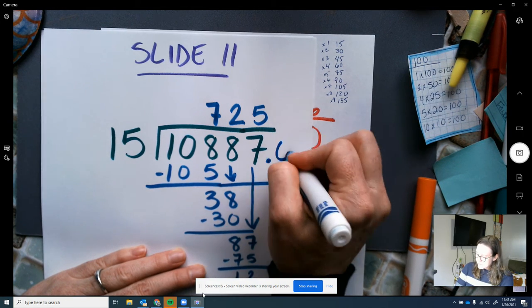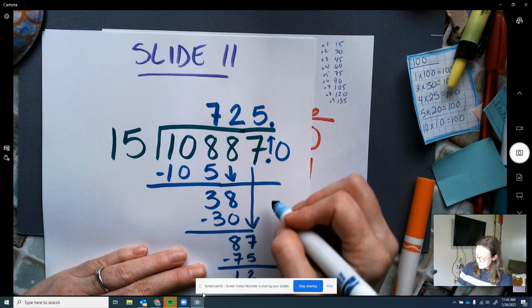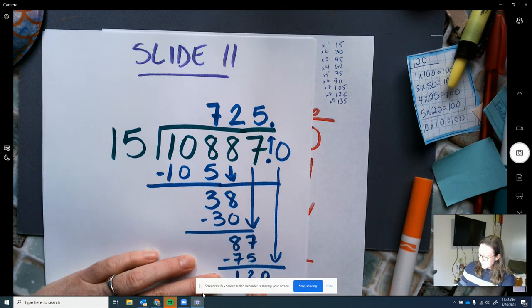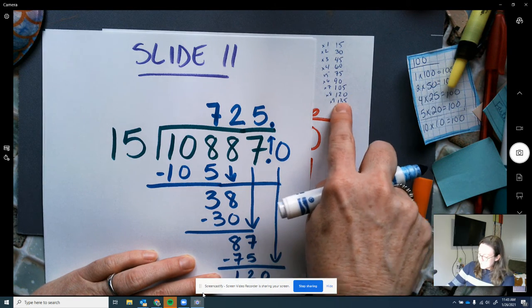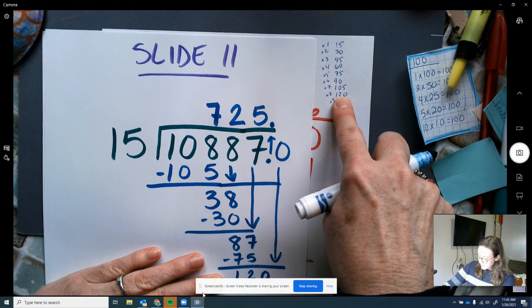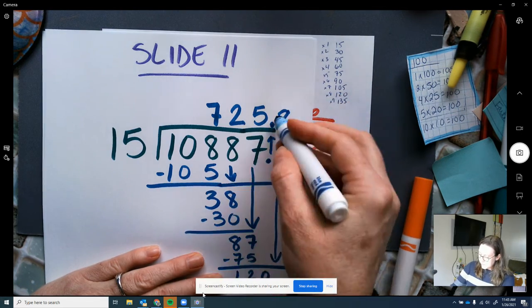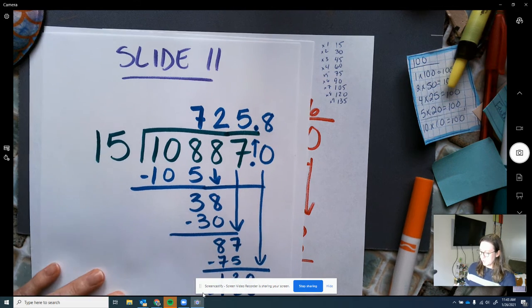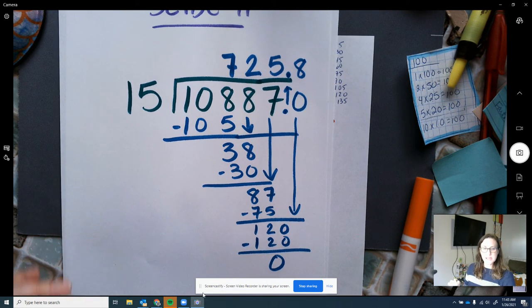Now I put my decimal in and I bring my decimal straight up. I shoot it straight up into the quotient and I bring down this 0. And I'm going to use my cheat sheet here. I'm seeing that 120 exactly is on there. So I can do 15 times 8. 8 times 15 is exactly 120. I subtract it and I got 0 left over and I'm done. So I'm going to push that up just a little bit so you can see it. That's slide 11.